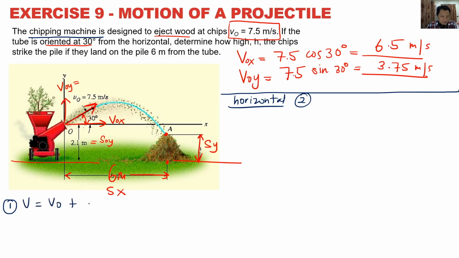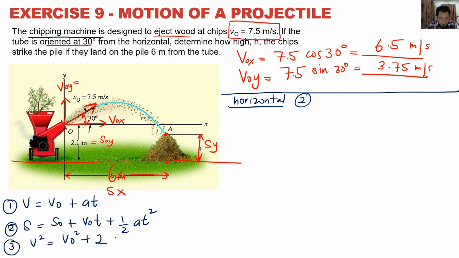Equation number 1: V is equal to V naught plus AT. Equation number 2: S is equal to S naught plus V naught T plus half AT squared. Equation number 3: V squared is equal to V naught squared plus 2A times S minus S naught. So these are the equations. In the horizontal direction, only equation number 2 is very important. So just settle equation number 2. Remember, S x is S naught x plus V naught x t. This is it.